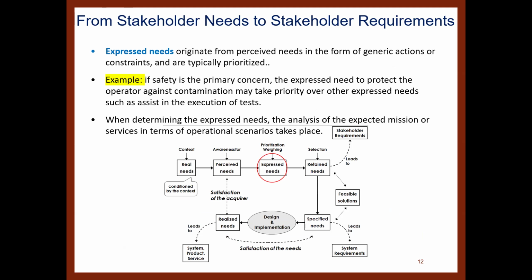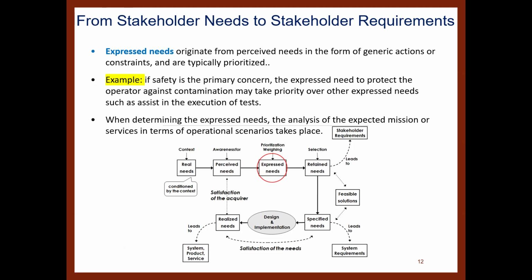So for example, if we move to the expressed needs, these originate from the perceived needs in the form of generic actions or constraints and are typically prioritized. So for example, if safety is the primary concern, the expressed need to protect the operator against contamination may take priority over those expressed needs such as assist in the execution of tests. So now it's not only performing the test, but also those people that are going to be performing the test, those are the primary concern because we want to make sure that we keep them healthy. Then we need to protect them, right? So that could be a primary concern.